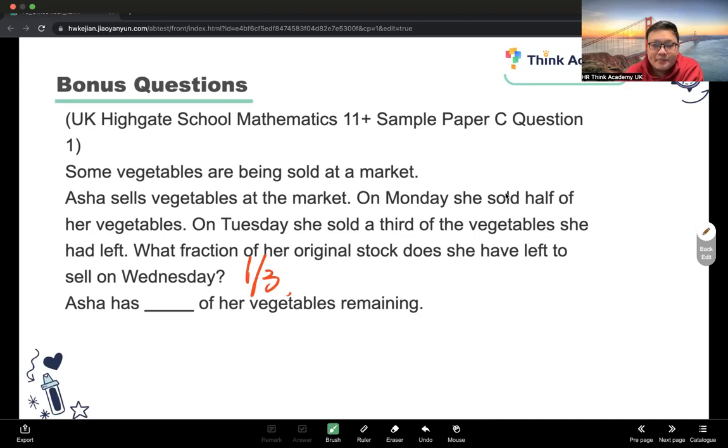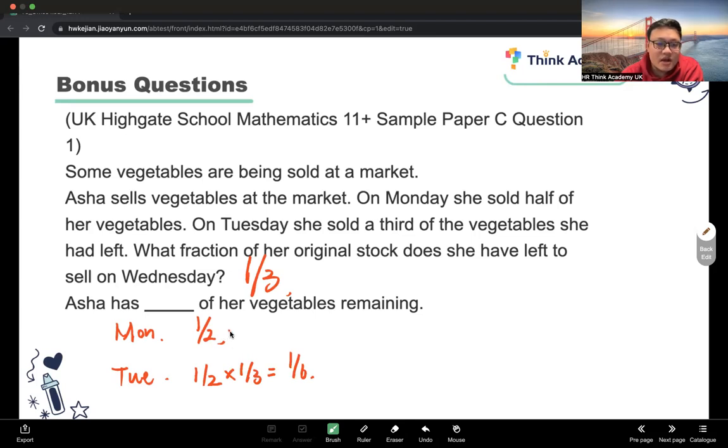So on Monday, she sold half of that, so Monday a half will be sold out. And on Tuesday, we need to figure out what fraction of the total will be sold out on Tuesday. It says she sold a third of the vegetables she had left. So after Monday, she has a half left, right? And she's going to sell 1/3 of that. So you times 1/3, which gives you 1/6.